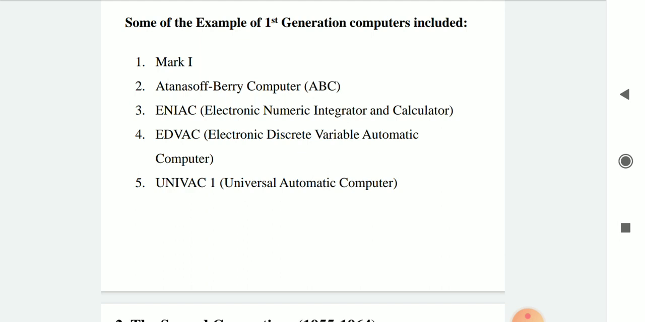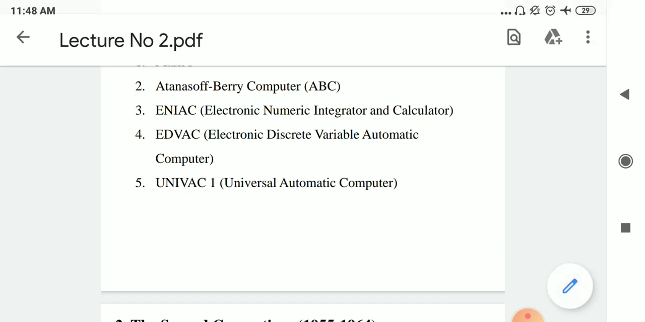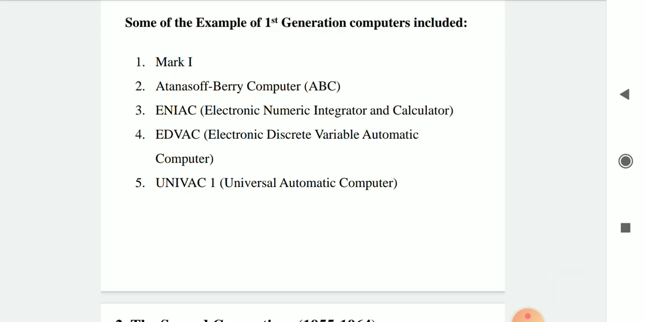After that, another modified machine came into the picture, UNIVAC, particularly UNIVAC 1, the Universal Automatic Computer. It was the first general purpose computer which was designed for commercial purposes.